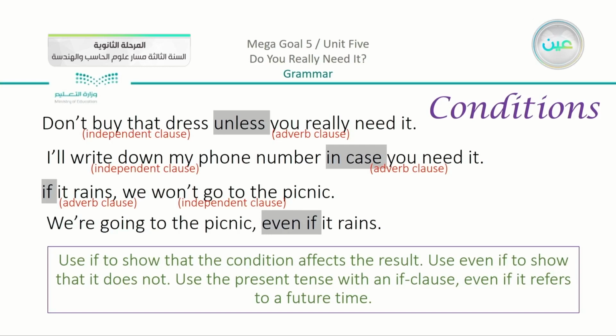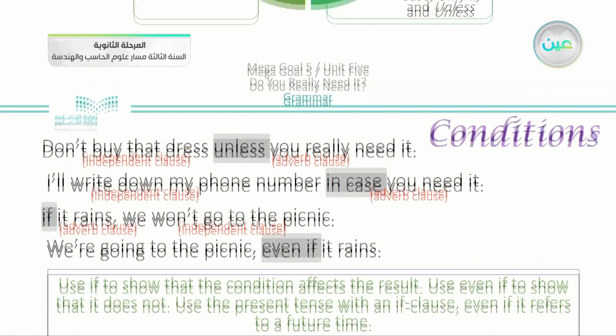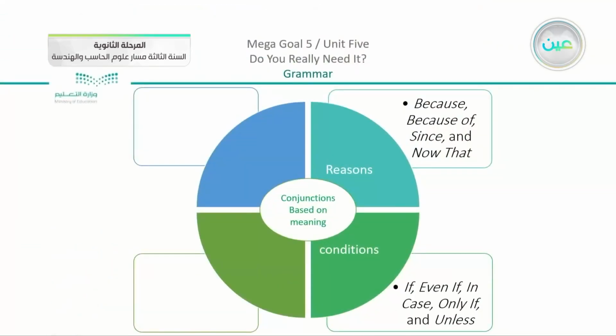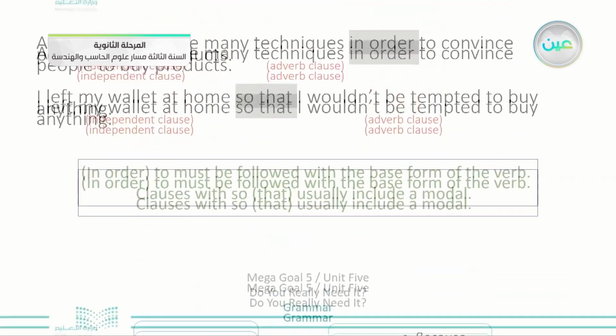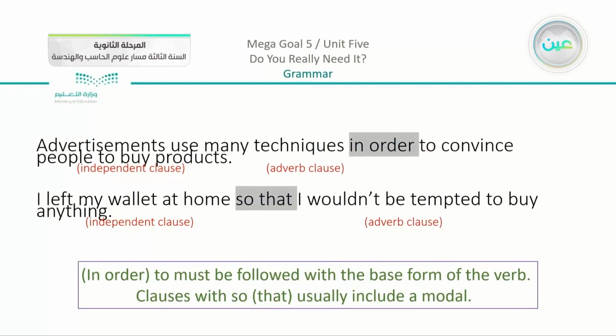So we can see that we do have the conditions in all 4 examples. So we can use if, even if, in case, or unless, just to show that we have conditions. Moving on, we have here the third group. Now in this third group, you can see that we have just 2 examples.